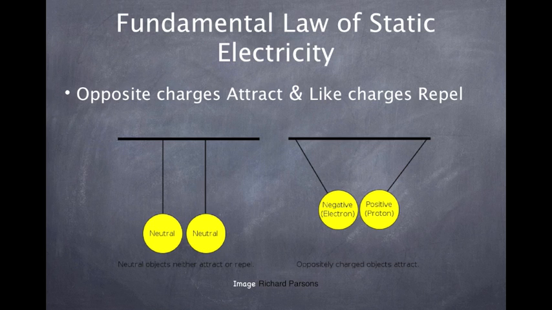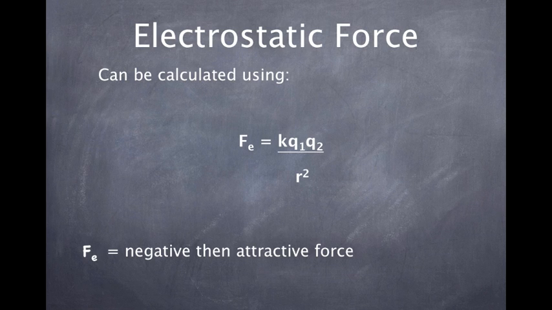Now, it's very important that the fundamental law of static electricity tells you the direction of the force only. It does not tell you the magnitude. In order for you to figure out the magnitude of the force, you have to use what's called Coulomb's law. And that's what you see here. You see Fe, which stands for the electrostatic force, is equal to kq1q2 over r squared. Sometimes this is represented as a d, sometimes it's represented as an r. It's the same thing. Any sort of negative value that you get, all it does is indicate that it is an attractive force. If you get a positive value, it indicates that it is a repulsive force.